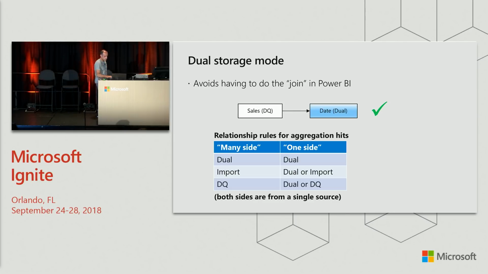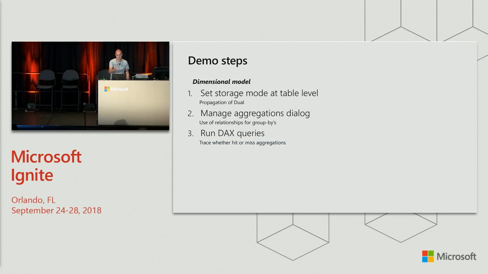To summarize the demo, we set the storage mode at the table level. It propagated to dual on the related dimension tables. We went into the manage aggregations dialog. At first, we did not set any of the group by columns. We were still getting agg hits, with the exception of distinct count.